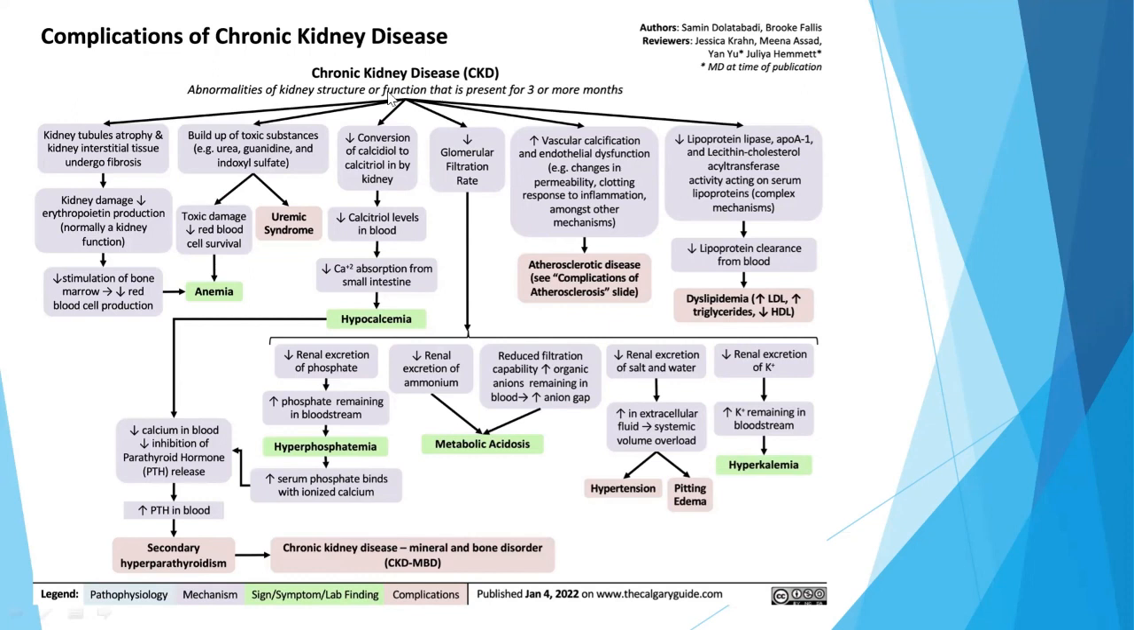So abnormality of the kidney structure or function that is present for 3 or more months is called chronic kidney disease. So there is damage to the kidney tubules, atrophy, and the kidney interstitial tissue undergoes fibrosis. The kidney damage leads to decreased erythropoietin production. There is decreased stimulation of bone marrow, and there is decreased RBC production, which leads to anemia. Also, due to the buildup of toxic substances like urea, there is toxic damage, which decreases the red blood cell survival, and again it will lead to anemia. And there is also uremic syndrome.